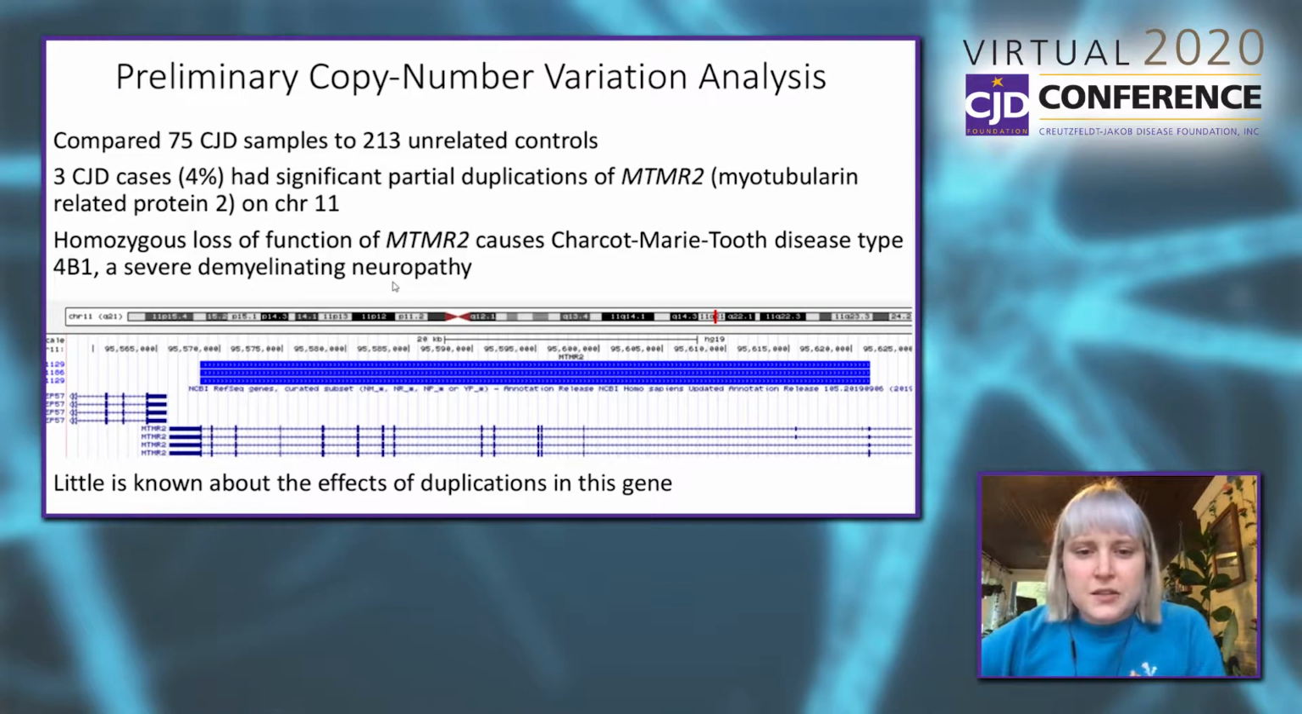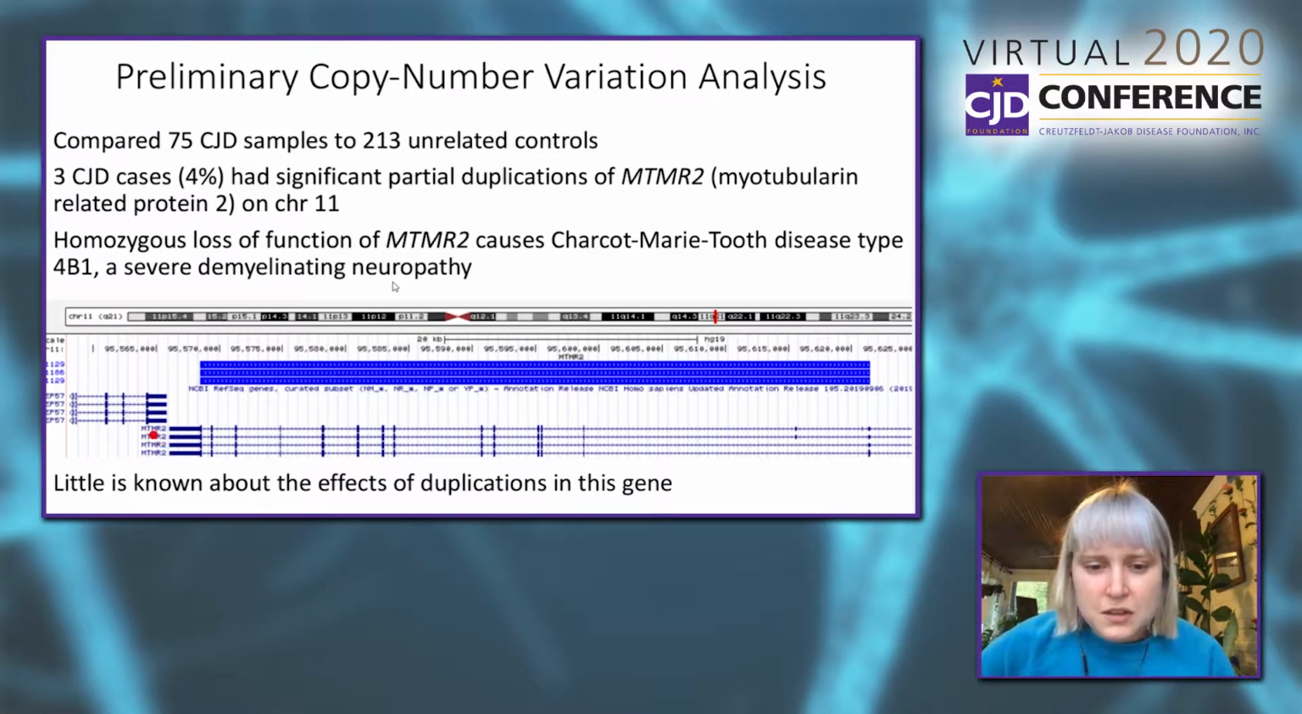And we found that 3 CJD cases had significant partial duplications of MTMR2, myotubularin-related protein 2. And homozygous loss of this causes Charcot-Marie-Tooth disease type 4B1, which is a severe demyelinating neuropathy. And so here you can see we've just plotted the location of this duplication relative to the gene here. This is MTMR2, so you can see it's only a small portion of this gene that's duplicated here.